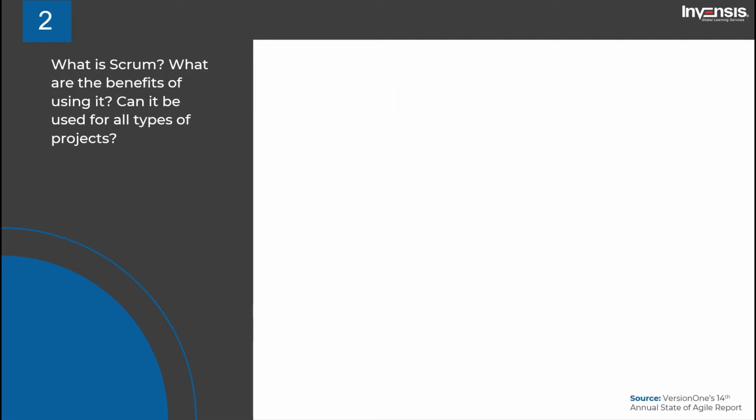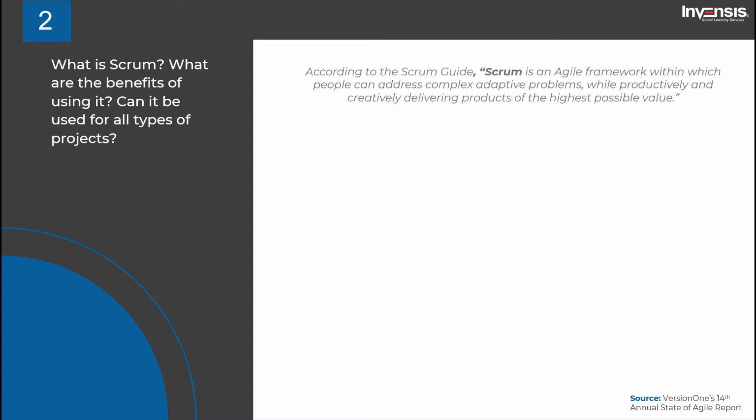What is Scrum? Can it be applied to all types of projects? Scrum is a lightweight Agile framework for developing, delivering, and sustaining complex products. It works by breaking down large products and services into small pieces that can be completed by a cross-functional team in a short time frame. Can it be applied to all types of projects?